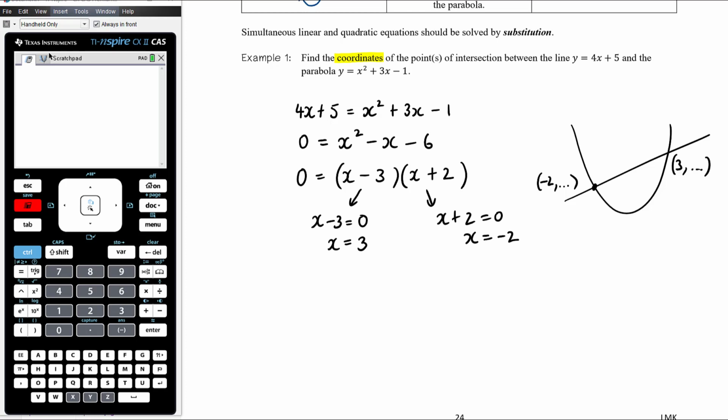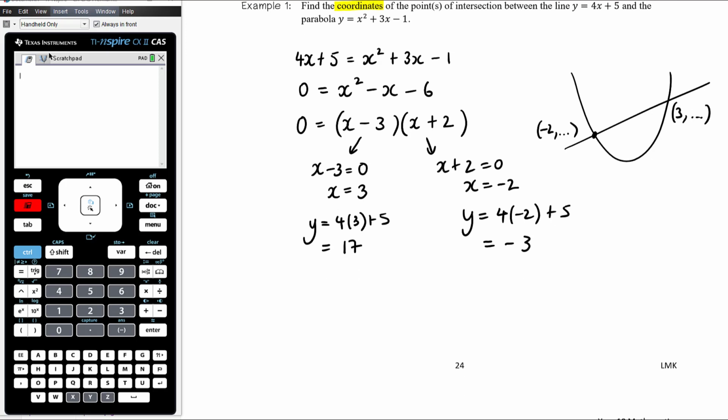So if x equals 3, this means that y will equal 4 times 3 plus 5. So that's 12 plus 5, which is 17. If x is equal to -2, y will equal 4 times -2 plus 5. So that's -8 plus 5, which is -3. And so therefore we have 2 points of intersection, (3, 17) and (-2, -3).